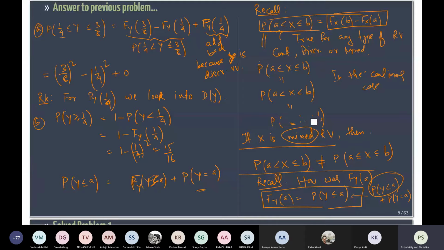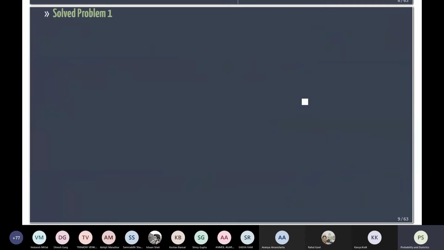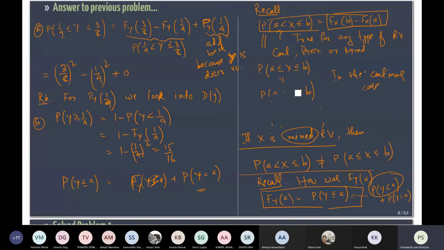Let me make some space here. This is important: the boundary cases, in the mixed case, are very crucial. We should be a little bit careful in what we are trying to do at the boundary.